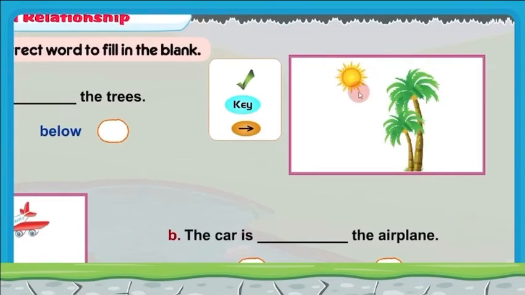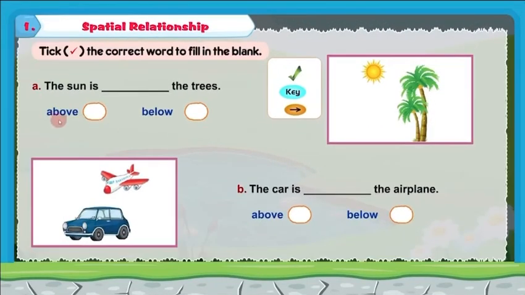So where is the sun? Is it above or below? Yes, the sun is above the trees. Here we have two options, above, below. So the correct option here is above. So we will tick here above. Then let's read the sentence. The sun is dash the trees. The sun is above the trees.